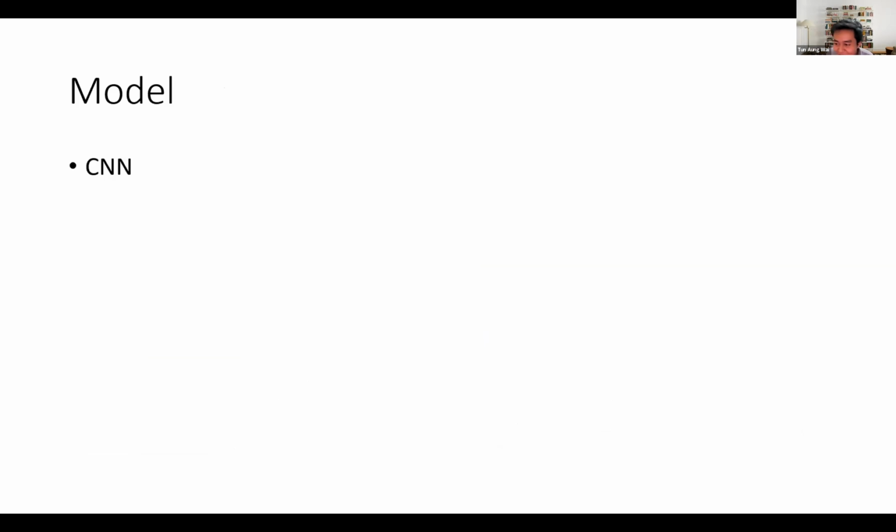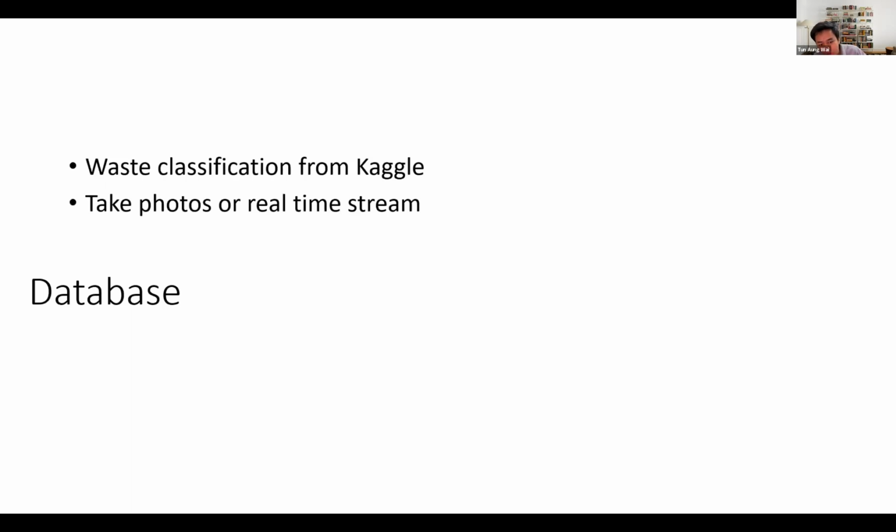For the CNN, I'm not sure yet. I will get the database from Kaggle to train and to test the data. I will take photos of it. Actually, I want to do real-time classification. I will get the data from a high camera or something. That's all I want to do.